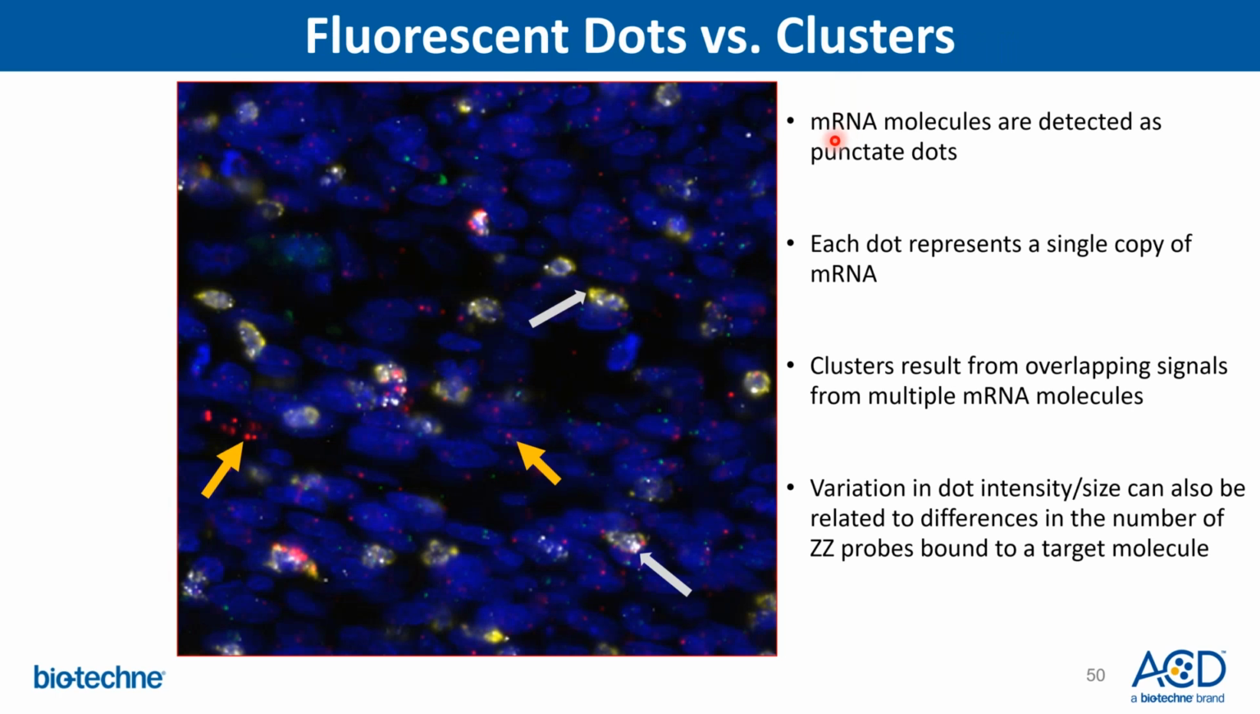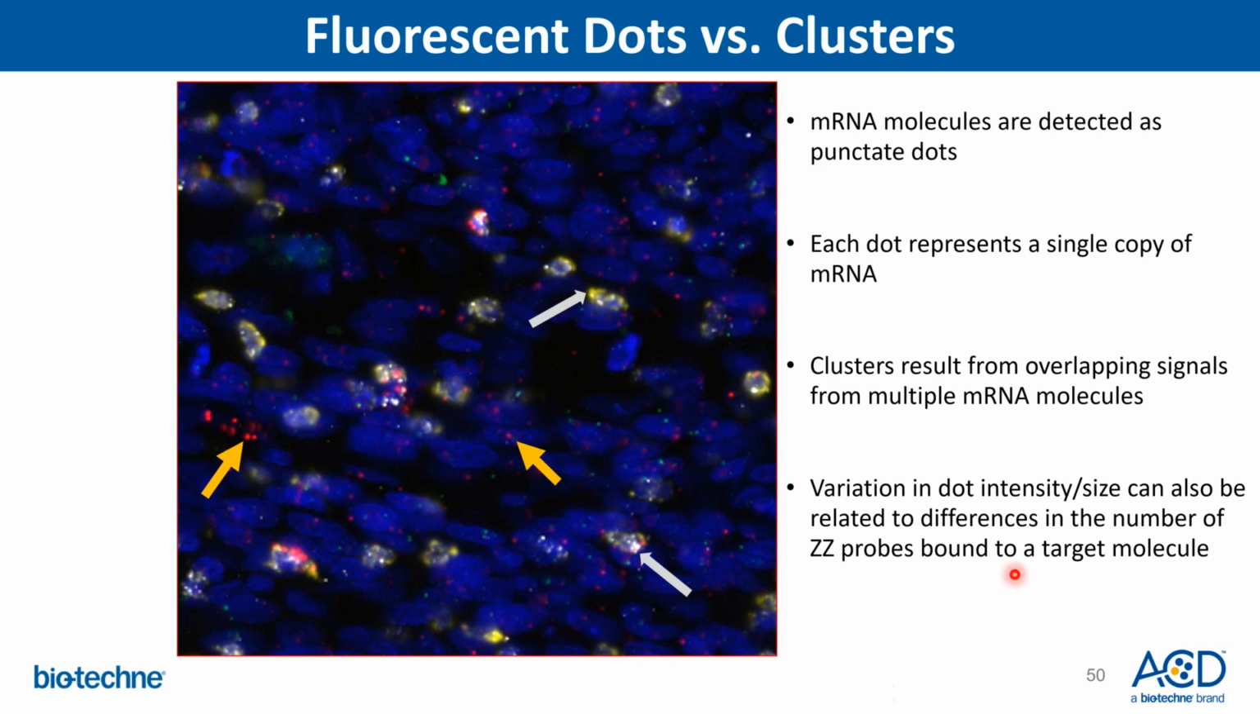The answer to all these three questions will be depicted on the next slide. In this case, you're seeing different scenarios for signal detection. The thing to remember is that all mRNA molecules with RNAscope are detected as punctate dots, and each dot represents a single copy of the mRNA or the transcript. So in this case, you have single dots that you can see with yellow arrows, or the white arrows, so to speak. You can also have clusters that would overlap from signal from mRNA molecules that are very adjacent to each other, shown in yellow here.